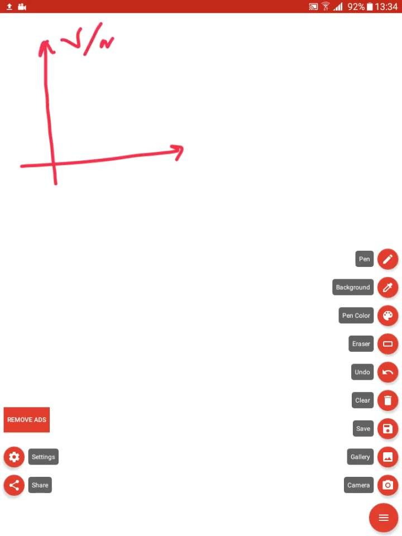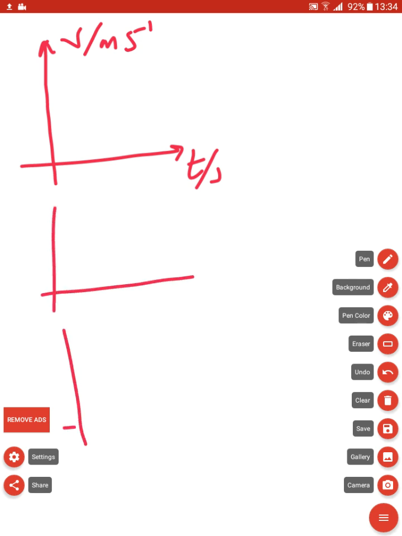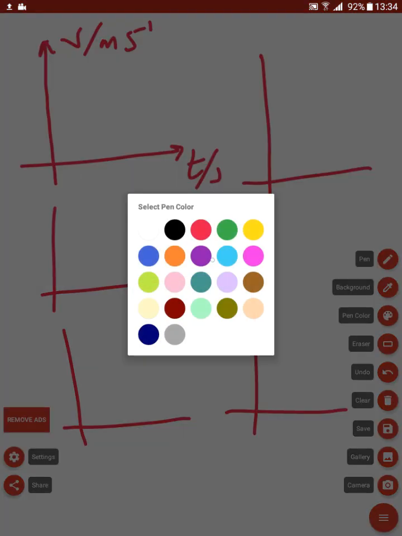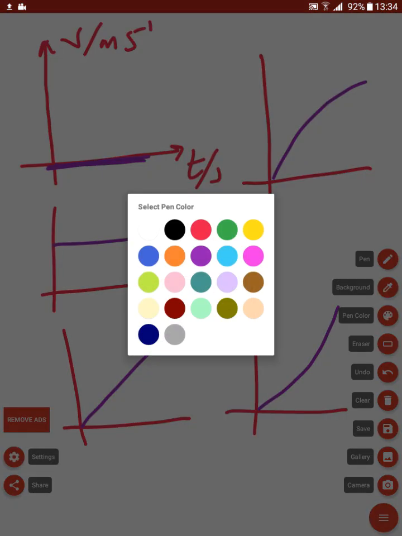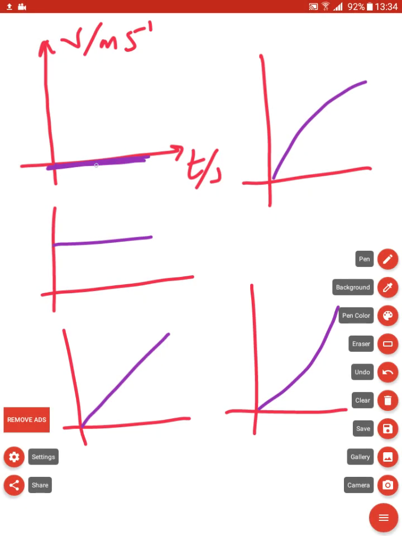This is velocity, meters per second, and here the time. Another one, and another 2 here. Okay, now the first one is like this, and this is the other one, and here another one, and another one here. In the first one, you can say that the object is stationary. Stationary object, so velocity equals 0. No change in velocity, so acceleration is 0.